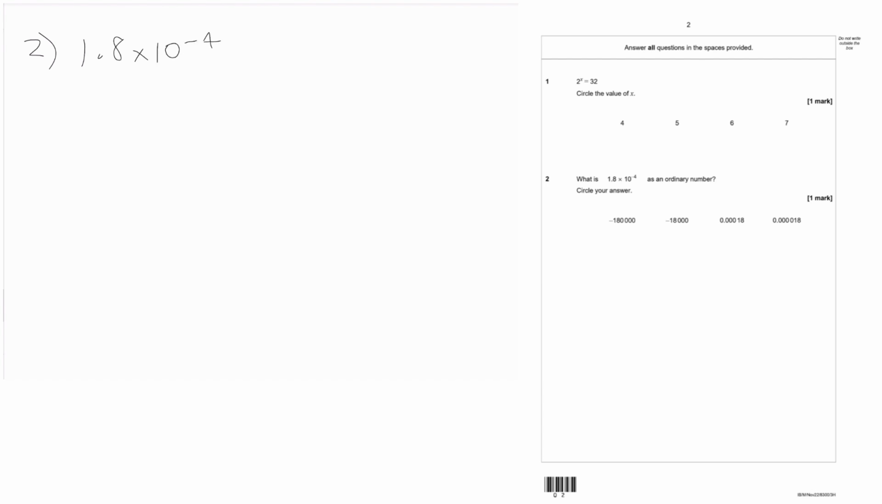Moving on to question 2, and we're asked what is 1.8 times 10 to the power of minus 4 as an ordinary number. So the way we do this is whatever the number here is, this is how many zeros we write. So 0.000, so we have 4 zeros and then 1.8.